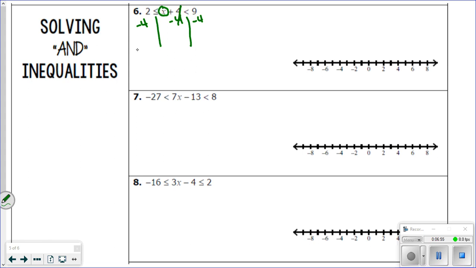2 minus 4 is -2. Bring down your sign and your x and your sign. 9 minus 4 is 5. So this right here is my final answer. X is all alone in the middle. And we need to graph this. So we're going to have a closed circle at -2, an open circle at 5, and I need all x values in between these two numbers, greater than or equal to -2, less than 5, so we shade in the middle to connect them.